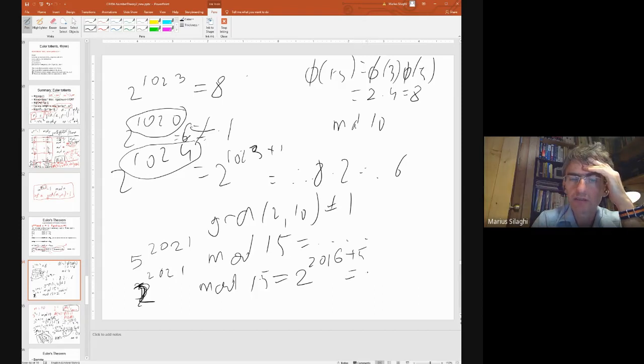So this is going to be 2 at power 2016 times 2 at power 5. Now this one we know it's equal to 1 based on Euler's theorem, right? So it remains 2 at power 5, which is 32. Okay, so 32 mod 15, it's 30 plus 2, it's 2. So the result is 2.